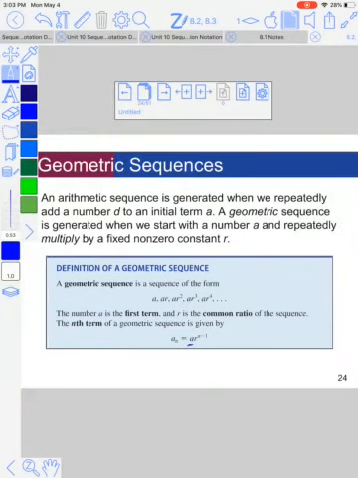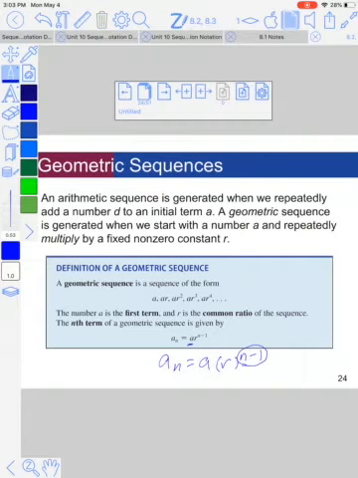And to find the nth term, you can use this equation right here. A sub n equals A, which is your very first term, times your ratio to the n minus 1. Remember, repetitive multiplication is an exponent. Hence, that's why n minus 1 is in the exponent this time instead of down below.